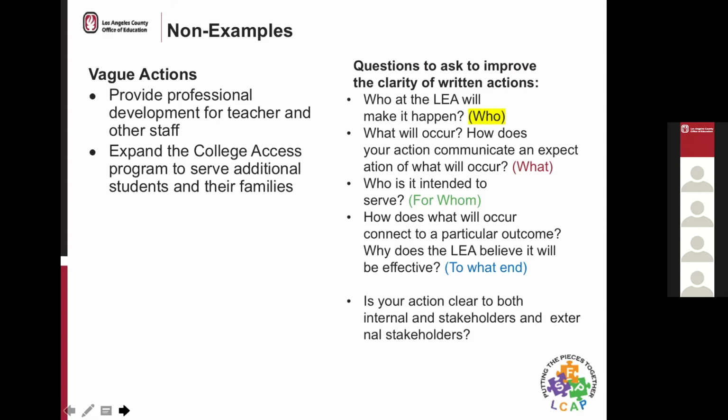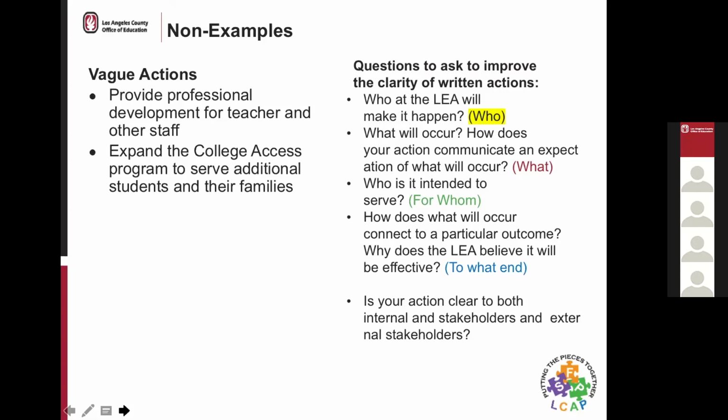There's a goal and there are metrics measuring progress toward that goal. And PD might be, let's say professional development might be the short title for an action supporting that goal, but how can we make the action description clear enough to the reader so that they understand who is doing what for whom and to what end, and provide the LEA has this opportunity here to really showcase what it is that they're doing to support their students.